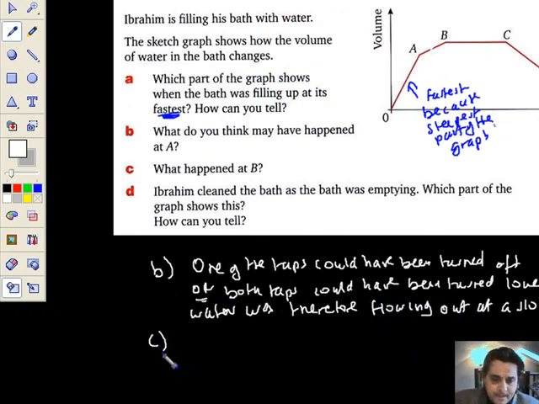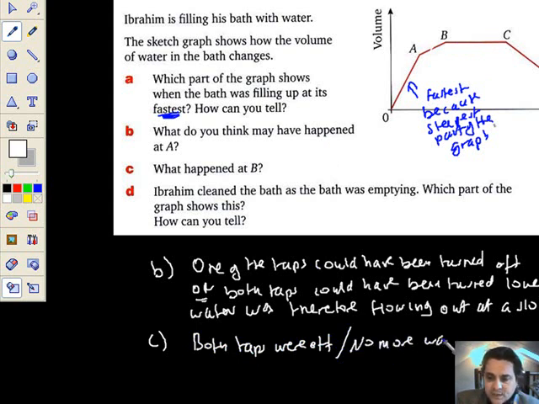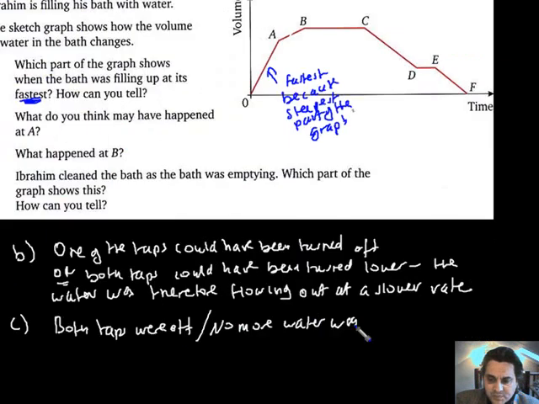Right, C. What happened at B? I reckon both taps were switched off, or we can say both taps were off, or we can say no more water was being added to the bath.